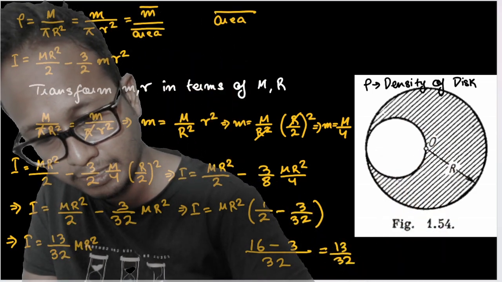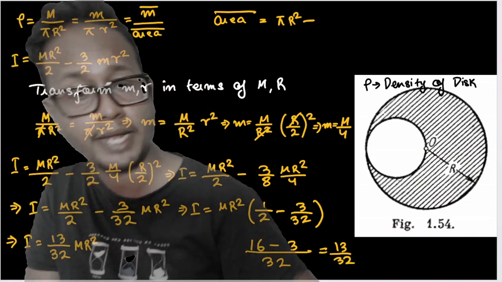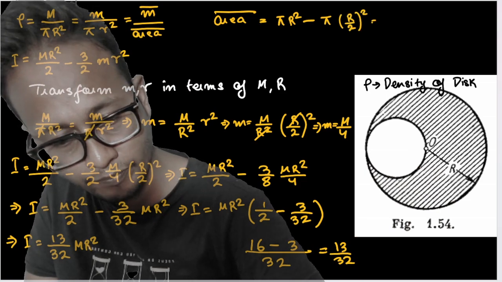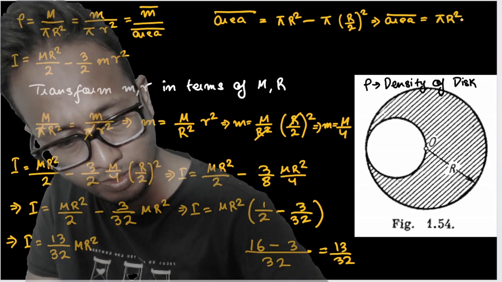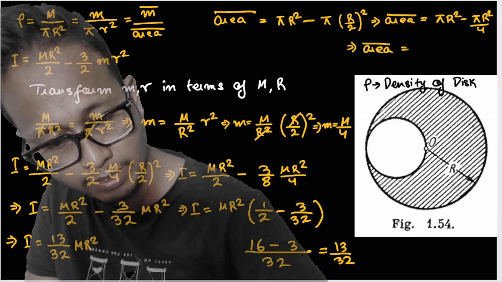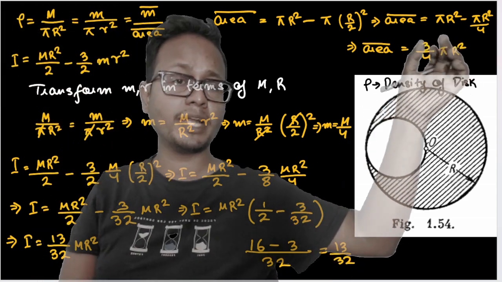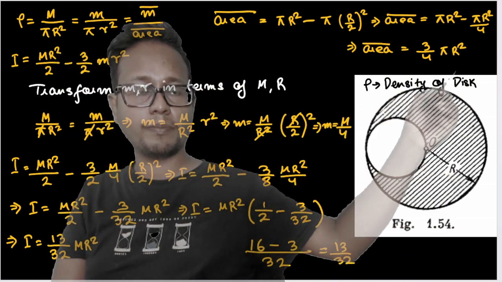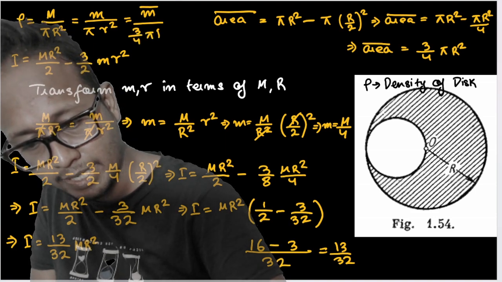So area of the shaded part is nothing but area of the entire part, which is pi R square, minus area of the hollow part. Area of the hollow part is pi into R by 2 whole square. So area of the shaded part is pi R square minus pi R square by 4, or 3 by 4 pi R square. If you take pi R square common, it is 1 minus 1 by 4, which is 3 by 4. So area of the shaded part is nothing but 3 by 4 pi R square.